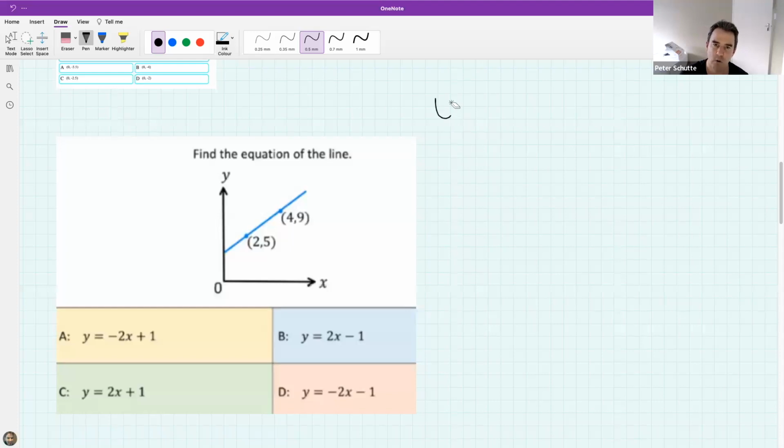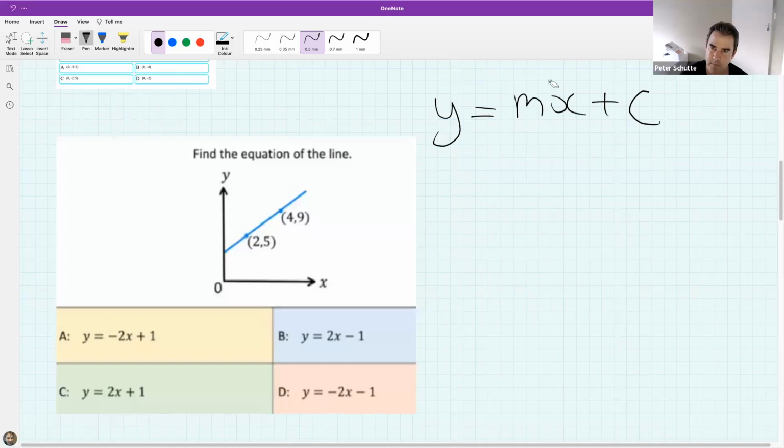Now, in order to find the equation of a straight line, you need the M and you need the C value. Which one am I going to try and get first here? Which one do you think makes the most sense to try and get hold of first here? M.